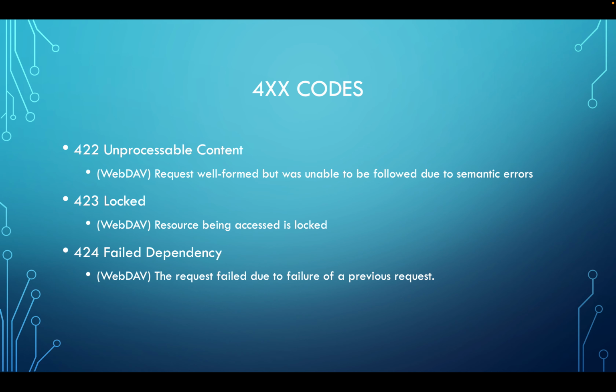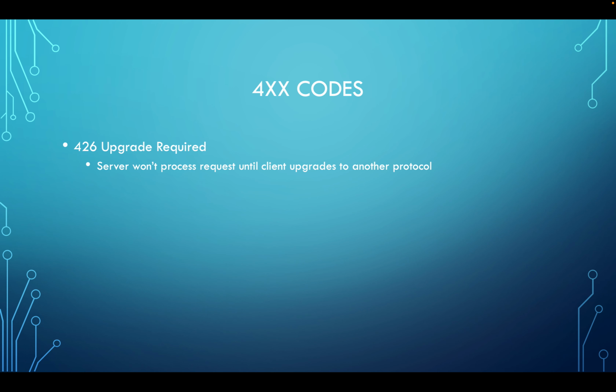424 is failed dependency, which means the request failed because a previous request also failed, also used in WebDAV. And 425, too early. It means the server won't process a request that might be replayed. 426, upgrade required. Basically, the server won't process the request until the client upgrades to another protocol. 428 is precondition required, which means I think the origin server needs the request to be conditional.